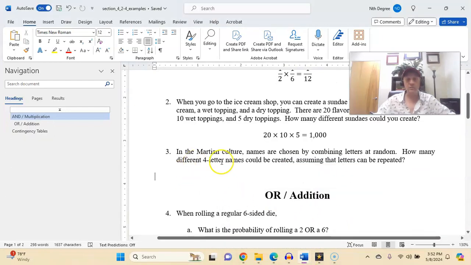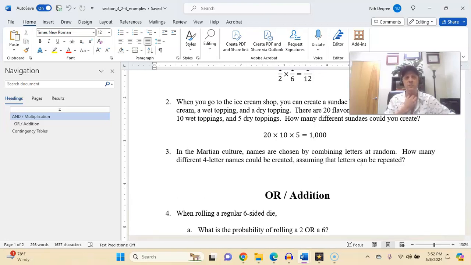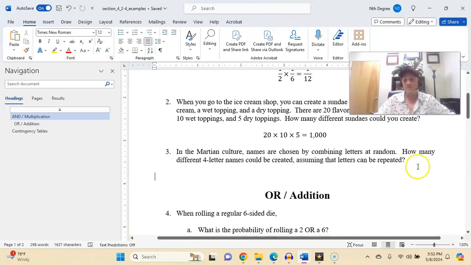In the Martian culture, names are chosen by combining letters at random. So the Martians don't care about vowels or consonants or phonetics. You could have a name like BQAPRZD. How many different 4-letter names could be created, assuming that letters can be repeated?